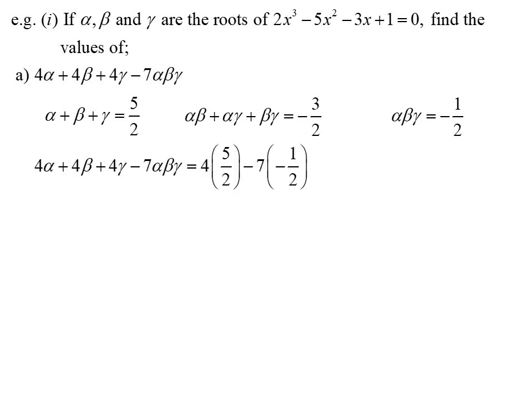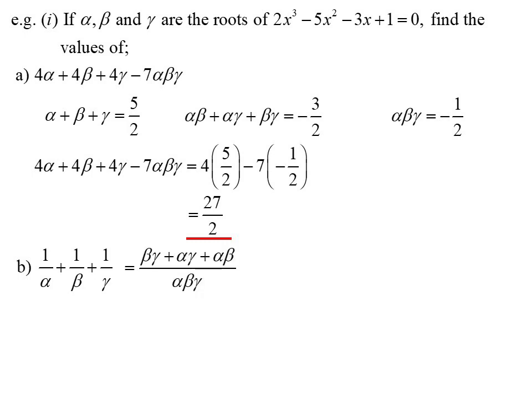We now just substitute in. I've got 4 lots of the sum of the roots one at a time minus 7 lots 3 at a time. Sub in what we've found and we get our answer, 27 on 2. The reciprocal ones, I say, that's a pretty common one. Treat it like an algebraic fraction. Denominator becomes alpha, beta, gamma, we've got that. The top of the fraction in this case becomes sum of the roots 2 at a time. Sub in, and we get negative 3.